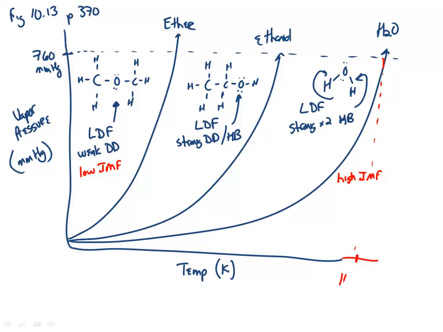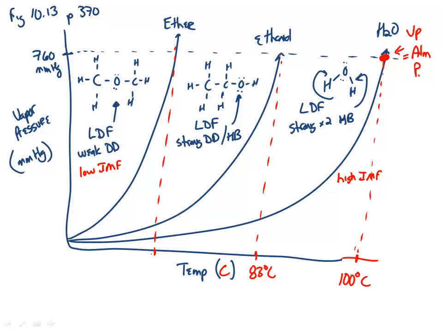And so notice that at any given temperature, for instance here, if I draw a line down, this corresponds to 100 degrees Celsius for the boiling point of water. Notice that this point is where the vapor pressure is equal to the atmospheric pressure. And then for ethanol, that value is smaller. It's on the order of, I want to say, 83 degrees Celsius. And then for ether, that value is at an even lower temperature. It's on the order of about 30 degrees Celsius.